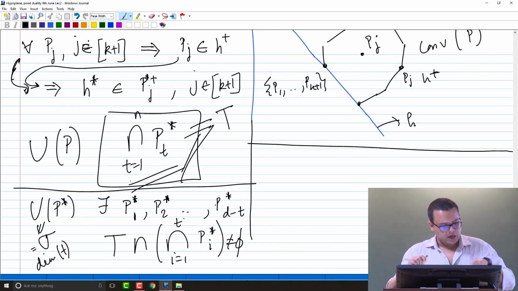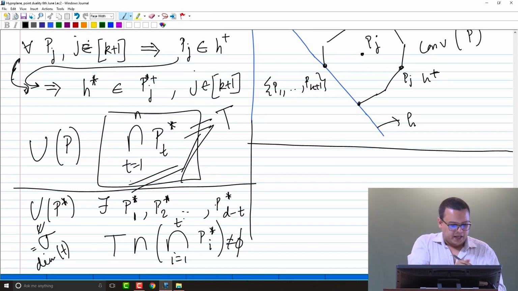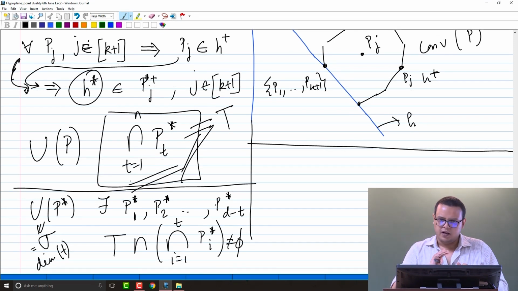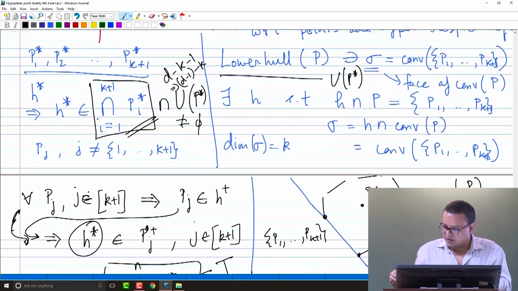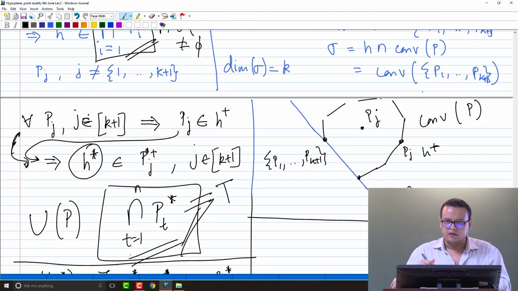To generate this thing, I needed a point H star that belongs to the intersection of the hyperplanes P star j, where j belongs to 1 to k plus 1, and that H star also belongs to the interior of the other hyperplanes, like the interior side of the other half spaces, right? So here I have given you the points, I need a corresponding hyperplane, right? Because to generate faces of the convex hull, I need a hyperplane also, right?